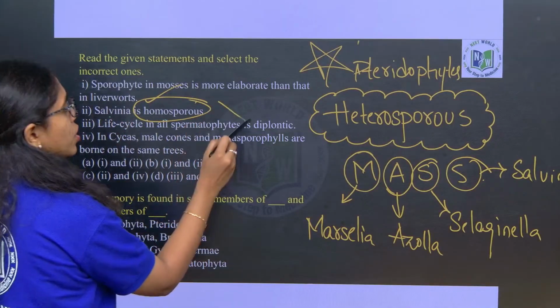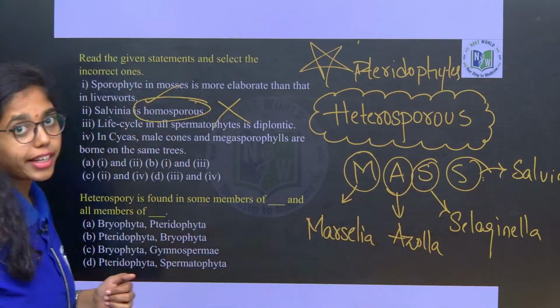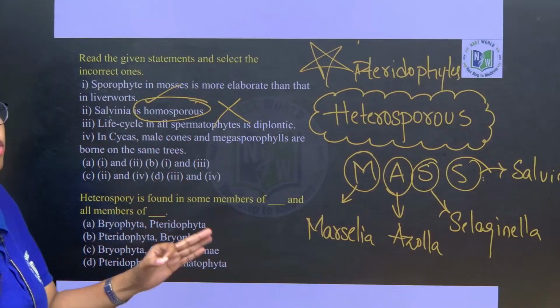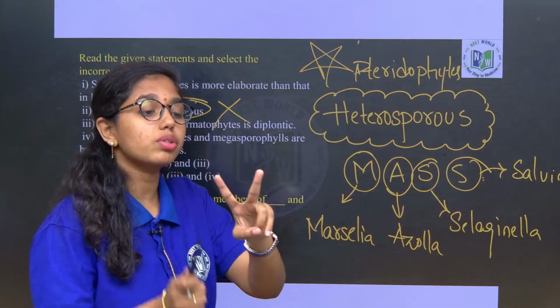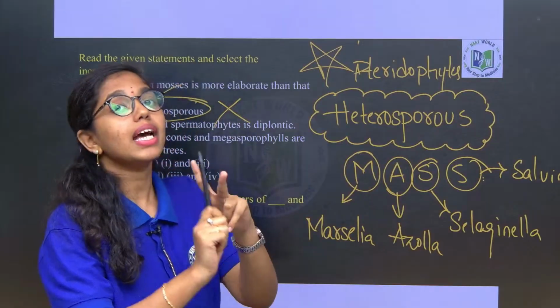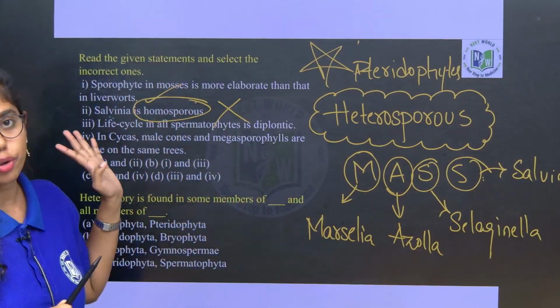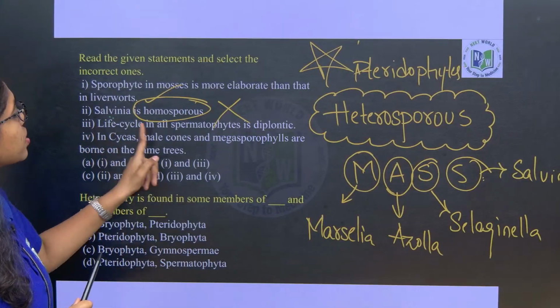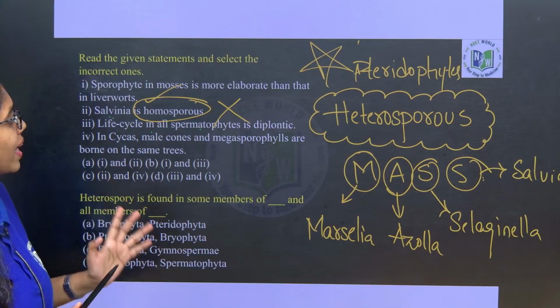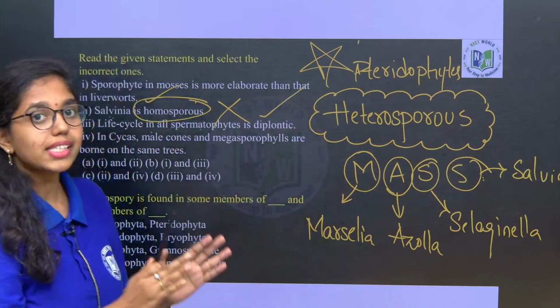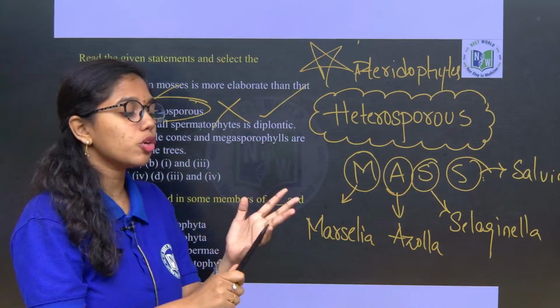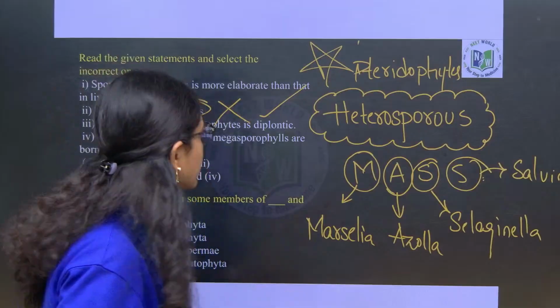This is a small trick on remembering the examples of heterosporous condition in pteridophytes. Salvinia is homosporous. Wrong. Salvinia is heterosporous. Again here I am telling you, don't get confused between two terms, Salvia and Salvinia. Salvia is an angiosperm. Salvinia is a pteridophyte. Next, life cycle in all spermatophytes is diplontic. True? Yes, all spermatophytes means gymnosperms and angiosperms, the life cycle is diplontic.